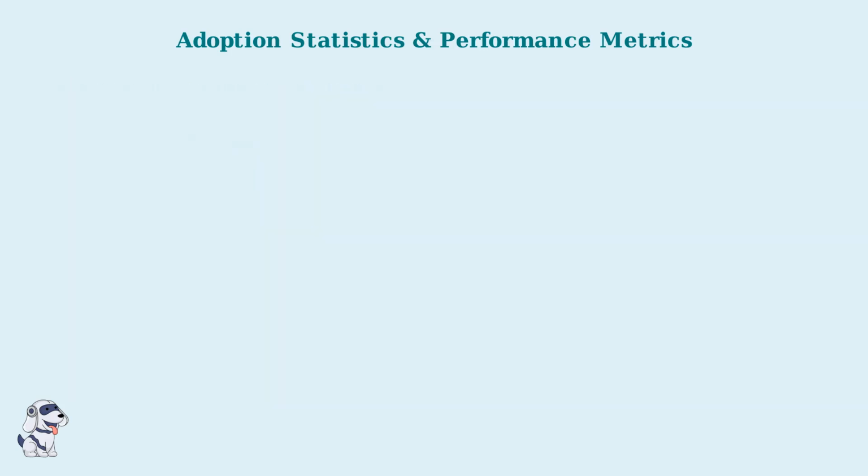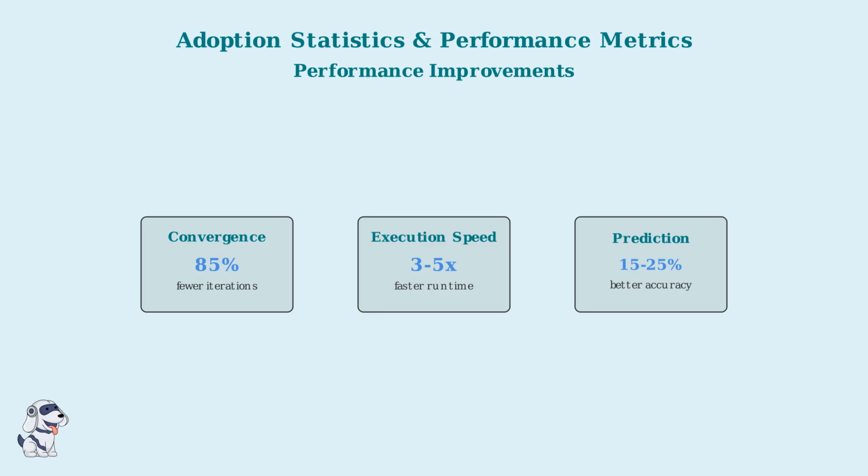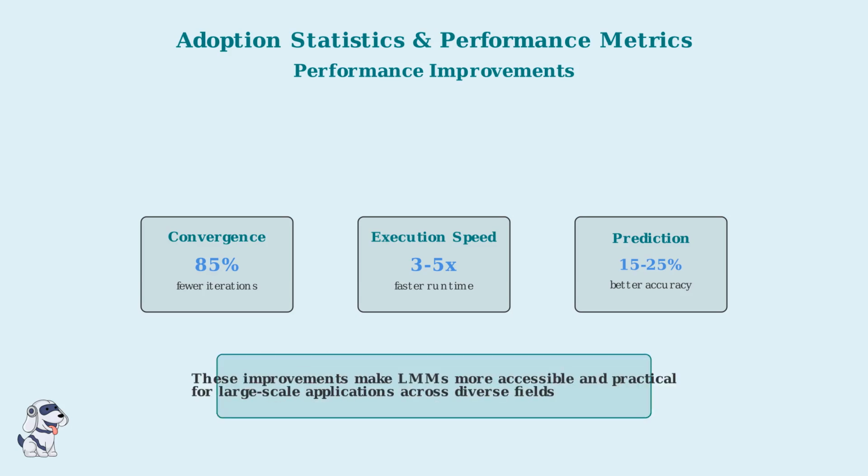Beyond adoption rates, linear mixed models have achieved significant performance improvements through algorithmic advances and computational optimizations. Modern algorithms achieve convergence in 85% fewer iterations compared to earlier methods. Execution times are now 3 to 5 times faster, while prediction accuracy has improved by 15 to 25% compared to traditional regression methods. These substantial improvements in adoption rates and performance metrics demonstrate that linear mixed models have become more accessible and practical for large-scale applications across diverse research and industry fields.